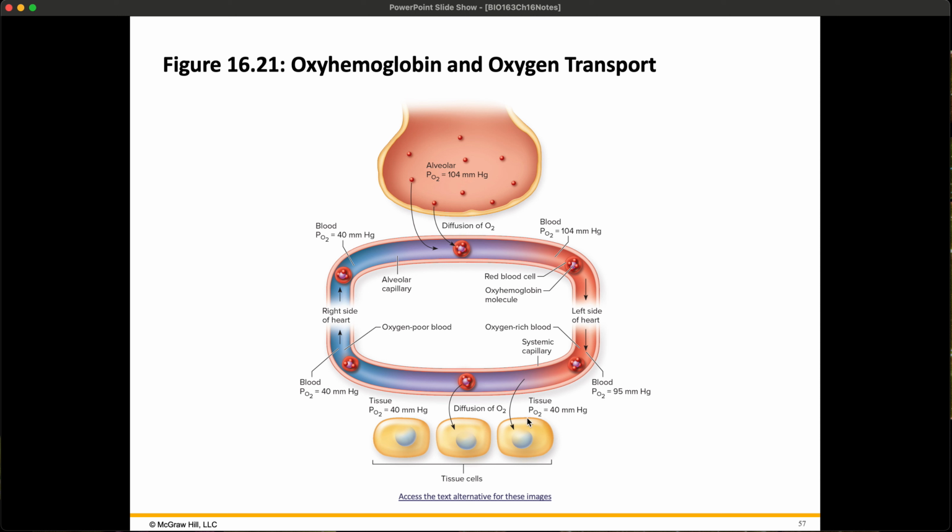Here you can see a nice little circular graph from the alveoli through the circulatory system into the tissue cells. I recommend going through this, looking at all the different partial pressures, the movement of different molecules, both within the tissue cells and within the alveoli to the blood, your external respiration and your internal respiration here, and then seeing how things are transported.